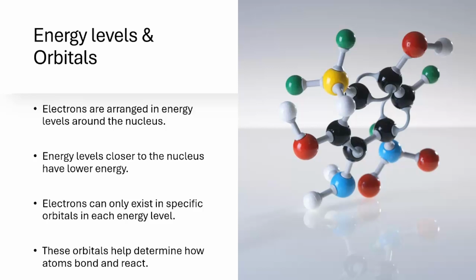These orbitals determine how atoms interact with each other, especially when atoms bond. It's like electrons are picky about their seats. They won't just sit anywhere. So, the way electrons are arranged is super important for chemical bonding. Let's talk about how these arrangements help atoms behave.